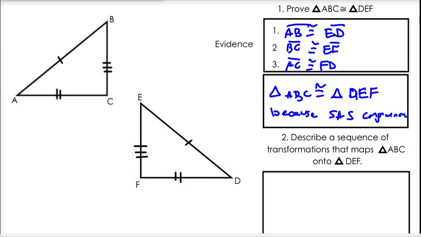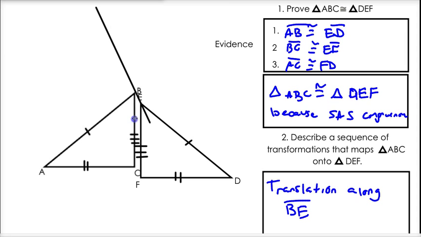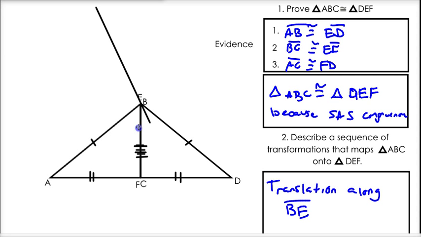The first thing we should probably do is do a translation. All right? So we draw a line. Let's map them next to each other. We draw a line. I want to map B onto E. So the first thing we're going to do is a translation along BE. You might remember that you have to write the line that you're translating across. So if we go from B to E, well, sure enough, they map onto each other, right?